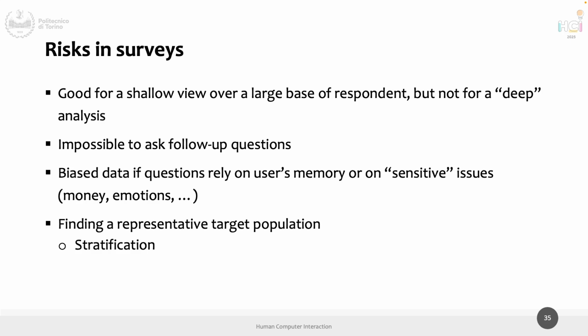And in surveys, it's also difficult to find a representative target population, because you point to a large number of people, so you want the target users to be equally represented in your population. You don't want 90% males and 10% females, for instance, and 0% other genders. You want maybe a distribution that is similar to the one you have in, let's say, the Italian population, or in the Politecnico population, etc. So that's more difficult.